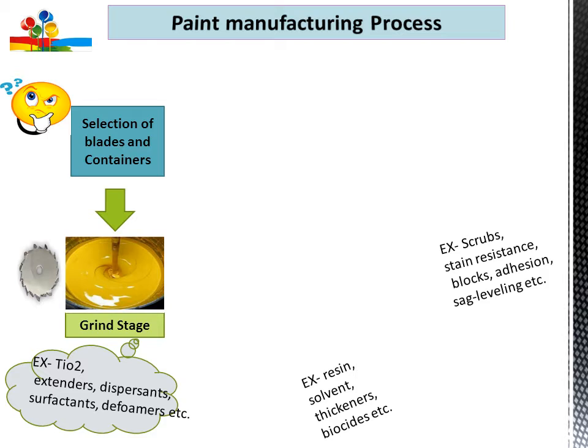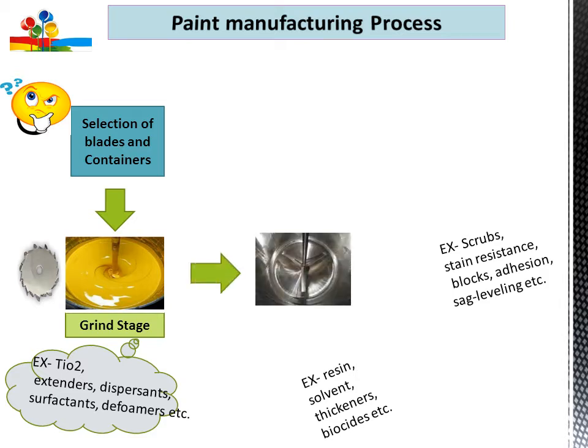And once 30 minutes has finished, we check grind fineness with a Hegman gauge. If grind fineness is passing, then we go to the next stage, that is the let down stage. In this stage, actually, it is just mixing. And in this stage we add resin, solvent, thickener and biocide, these kinds of raw materials. And here we just use a propeller type blade. So this is only for mixing.